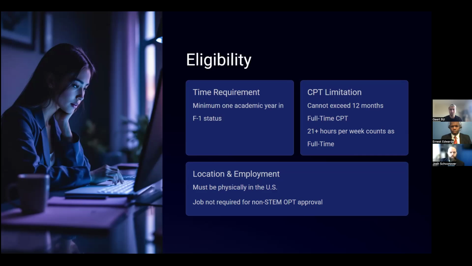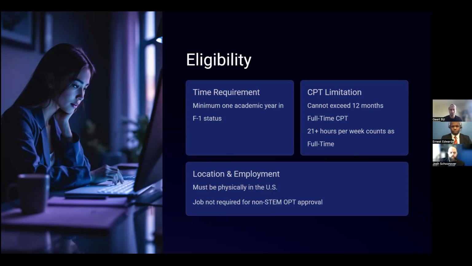USCIS defines full-time for international students as 21 hours per week or more. And I bring this up because I can't tell you how many times students brought me an application for part-time CPT, but then it's 25 hours per week. And so I have to explain to them, well, the employer views part-time different than what USCIS does for international students. Unfortunately, it's just one of those many ways where international students have to go above and beyond and be super cognizant and aware of what their requirements are.